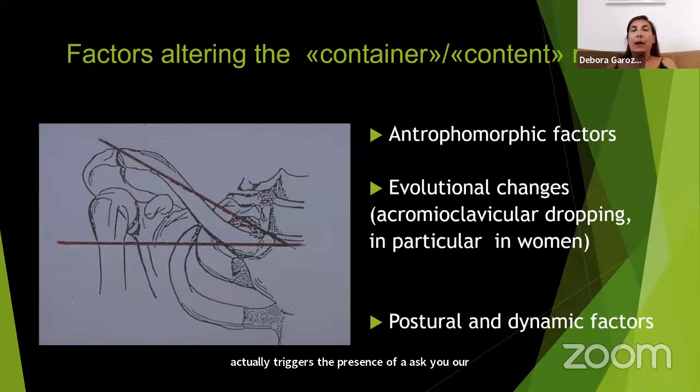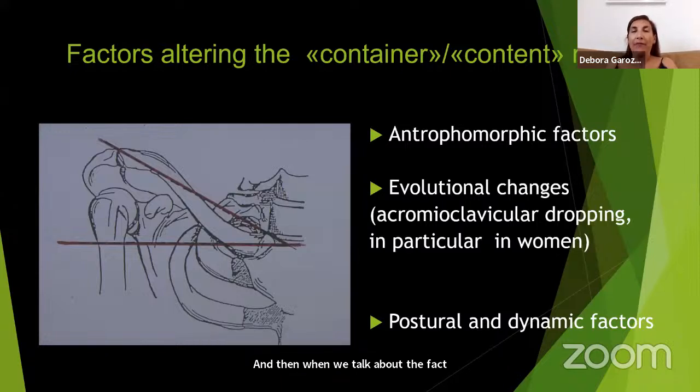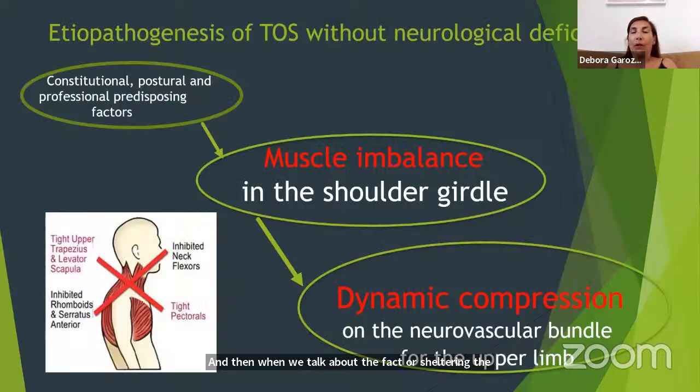And then when we talk about the factors altering the container and the content ratio, we have to mention, first of all, that TOS should be considered as a dynamic compression of the neurovascular bundle for the upper extremity, which is consequent to a muscle imbalance in the shoulder girdle triggered by factors that might be constitutional, postural, or professional.